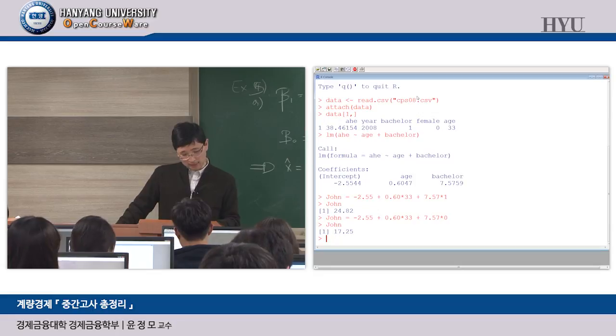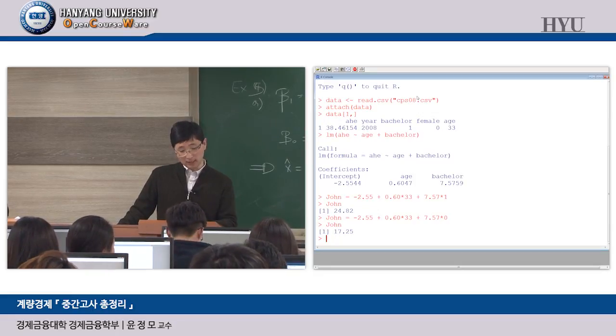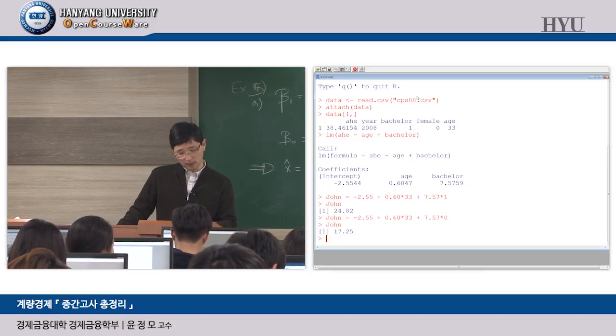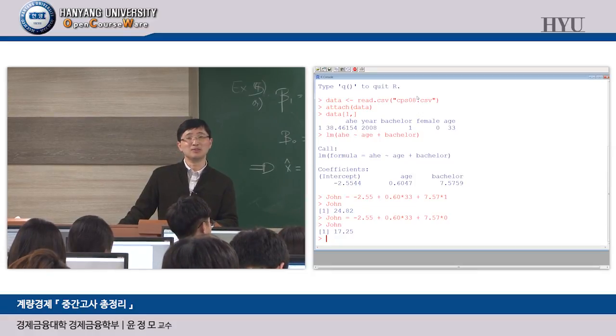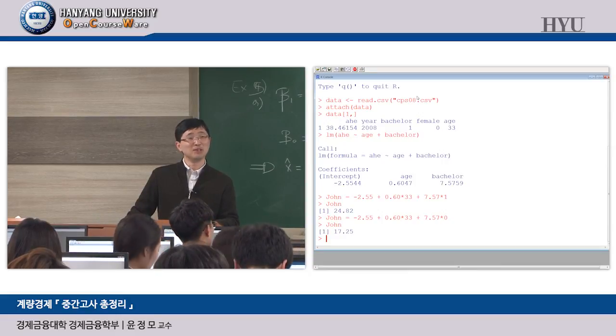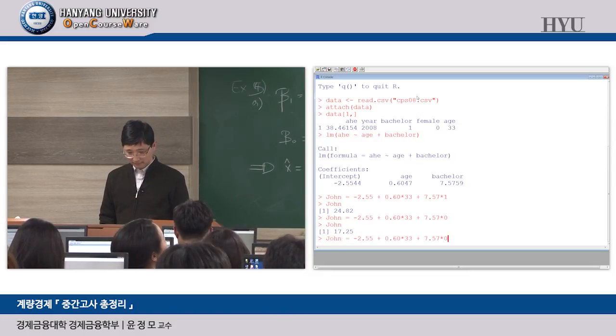Okay, let's see C. The age and education, two independent variables, collectively account for a large fraction of the variation in earnings across individual workers. What does it mean? What's the question? So the question is, what is the R squared of the regression? So how do you find out the R squared? Figure out the R squared.